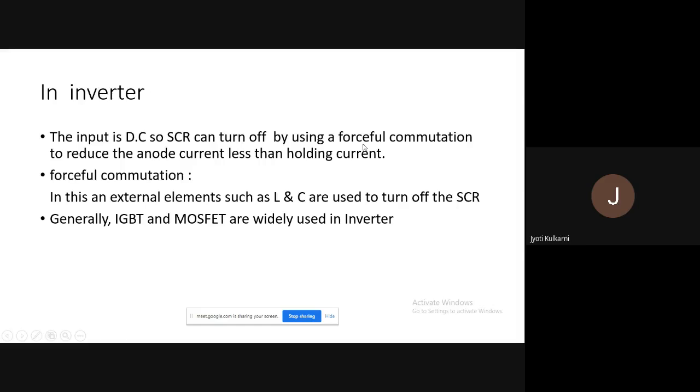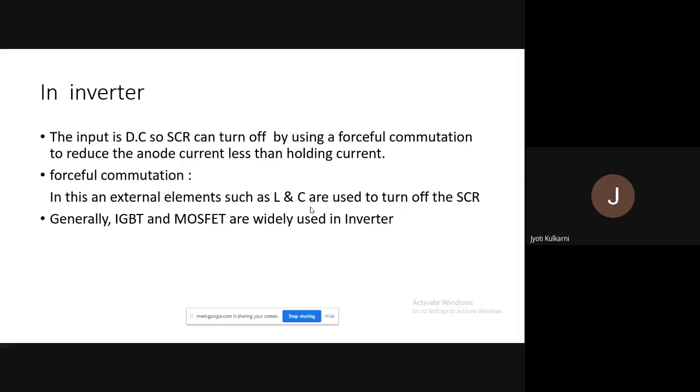Okay? Now, this forceful commutation circuit, which elements does it use? It uses an inductor and a capacitor. So external elements such as L and C are used to turn off the SCR. So the forceful commutation circuit consists of an inductor and a capacitor. Why and how, we will see later. But at least remember that in an inverter, we cannot have natural commutation. We have to use forceful commutation because in an inverter, the input voltage is DC.